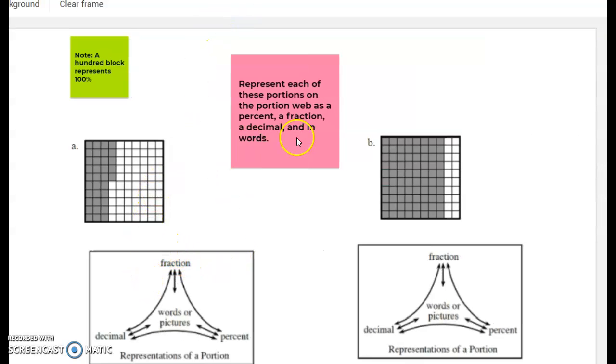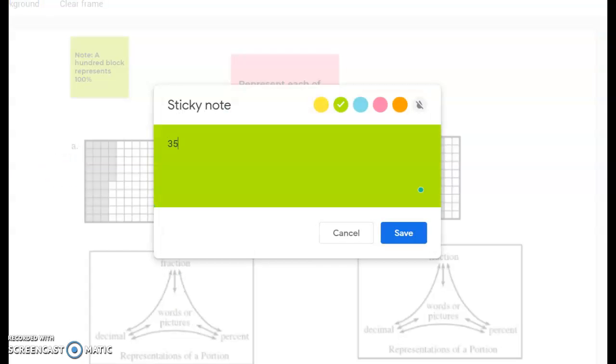For this slide, it says represent each of these portions on the portion web as a fraction, a percent, a decimal, and in words. So here's my portion web. And first I'm going to look at A. So I want to see how many of the hundredth squares are shaded in. And I see that it is 35. So I'm going to take a sticky note and I'm going to write 35 out of 100.